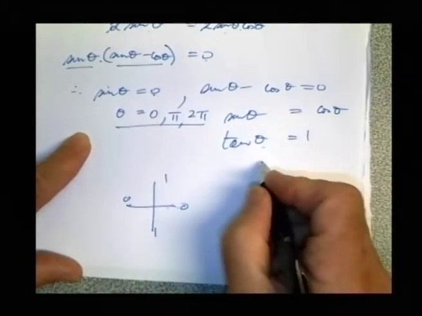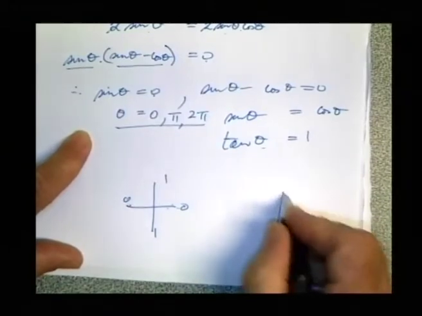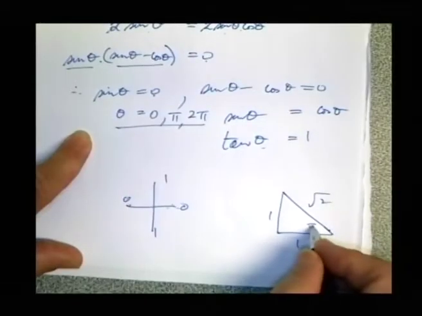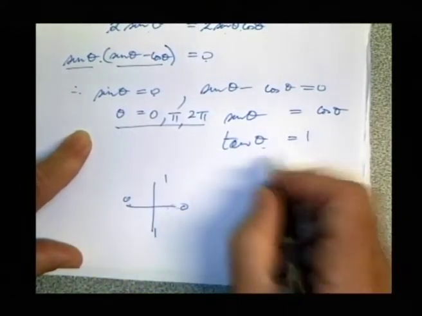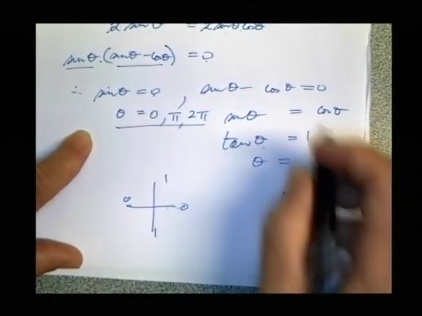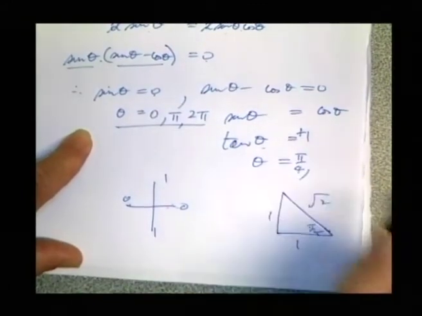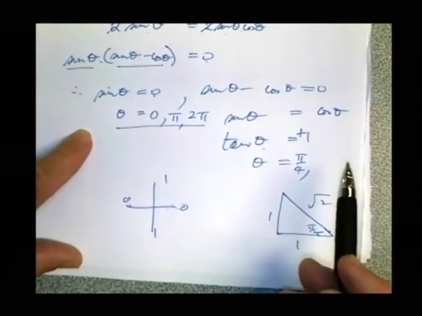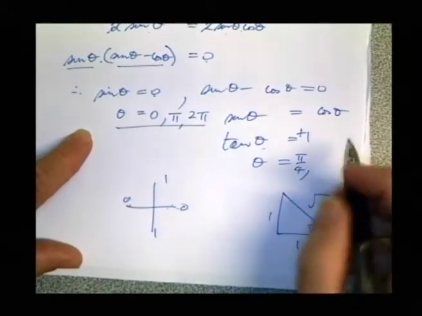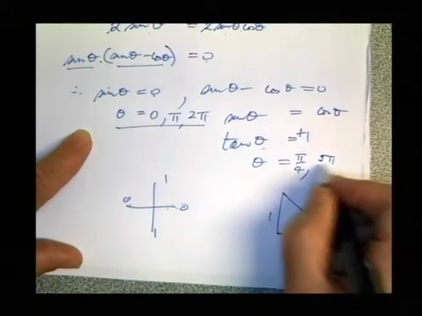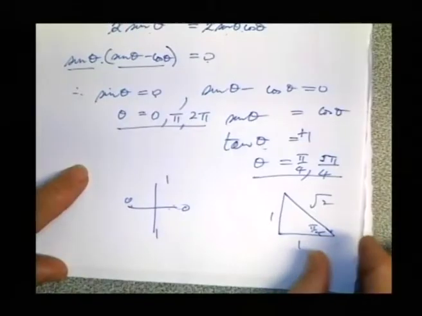Tan theta is equal to 1, and you go back to your right angle triangle again, 1, 1, root 2 and pi over 4. So in this particular case, theta is plus 1, so it's in the first quadrant, which is pi over 4, or it's pi plus pi over 4, which is 5 pi over 4. They're the 5 answers in that particular sum.